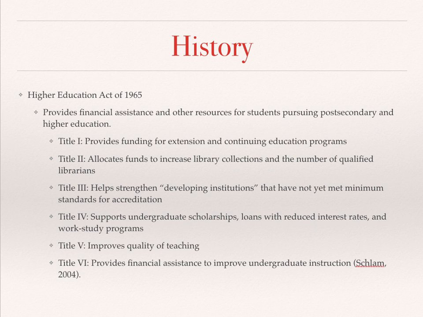Title V was talking about the improvements in the quality of teaching, so teachers and professors at universities were more highly qualified, which provided a better avenue of education for the students. And then Title VI was the financial assistance to undergraduate education.